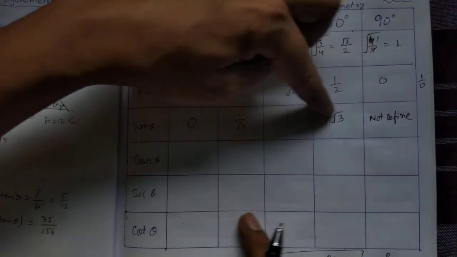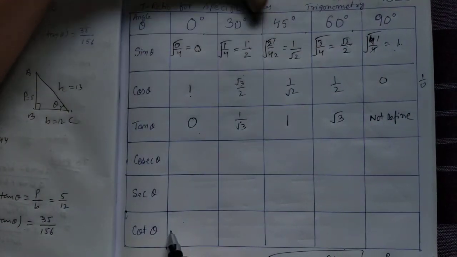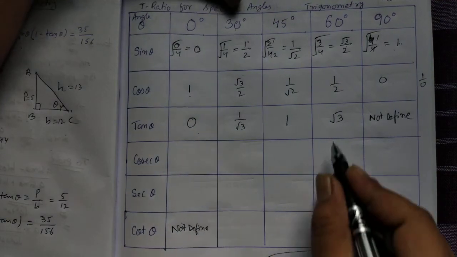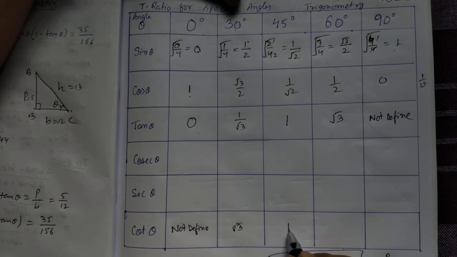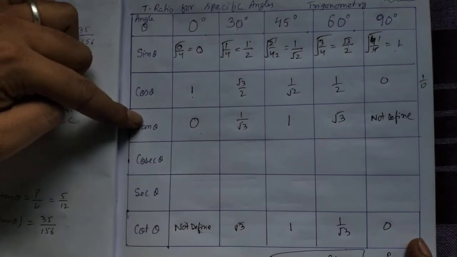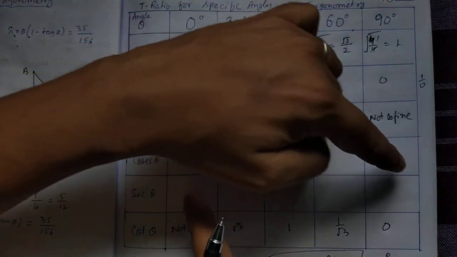Clear? Now, if you know tan, cot and tan will go like this. Cot and tan will go like this. So this cot 0 will be not defined. Then root 3, 1 by root 3, 0. Clear? It goes like that. Sine and cos go like that, cot and tan go like that, and cosec and sec go like that.